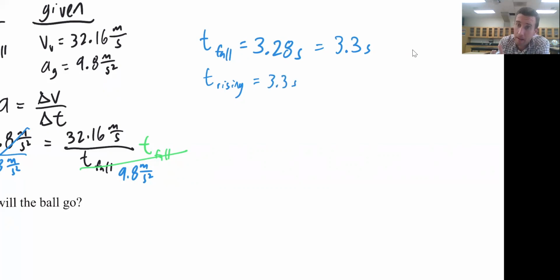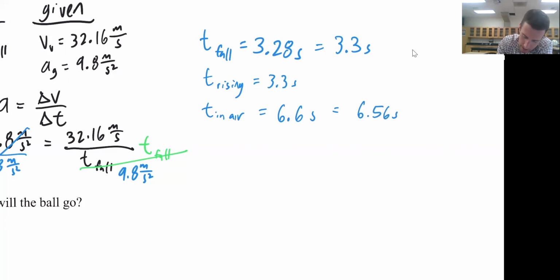And then if I add them together, that would give me my total time in the air. Time up plus time down gives me the total. So the time in air is equal to 3.28 plus 3.28, which is rounded to 6.6 seconds, or precisely 3.28 times 2, 6.56. So technically it's 6.56 seconds.